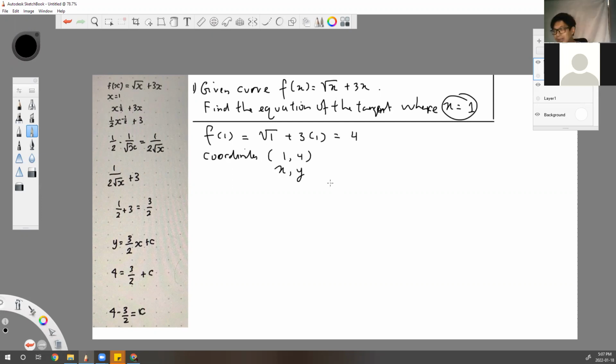And then what next we can do is try to find the gradient. So this is the first step, find the coordinates. The second step, find the gradient. What is the gradient? We use the dy/dx thing, right? But before we do the gradient, we have to make the f(x) simple, or y equals, right? f(x) equals y, x power 1 over 2 plus 3x, as given in the question.